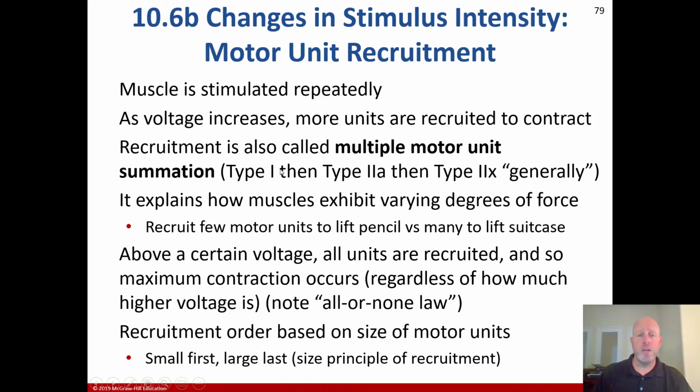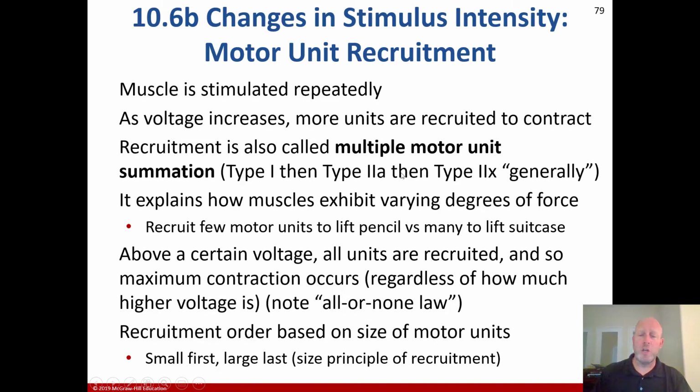It's always going to recruit type 1 muscle fibers first, given any activity. Then type 2A becomes involved if the stimulus is high enough, requiring enough of a response with more tension. Then type 2X becomes involved. Generally speaking, it's always going to go in that order.